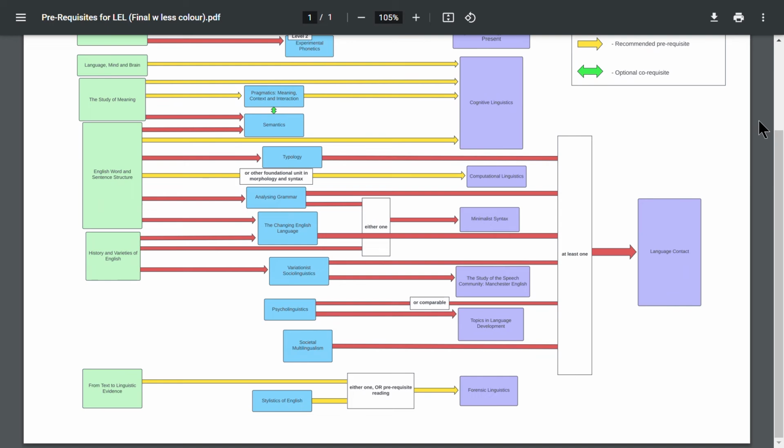All prerequisite and co-requisite LEL modules are detailed in this chart, which you should be able to access via the LEL community page on Blackboard. Make sure you look through it carefully, as you want to make sure you've checked all the boxes for any Level 2 and 3 courses you find interesting.